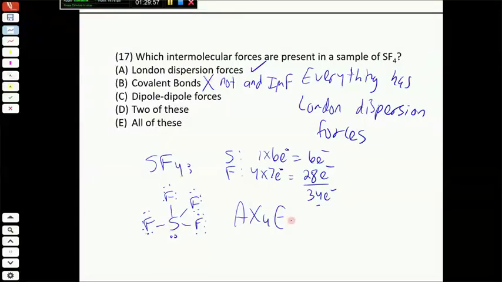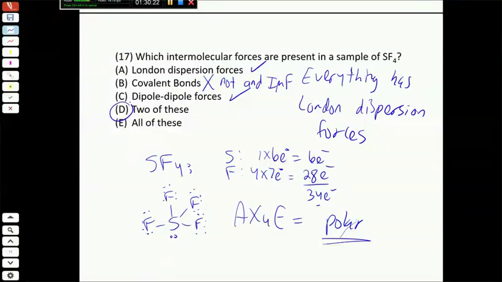Anything that has just one lone pair is going to be polar. It doesn't matter whether it's AX2E, AX3E, AX4E, AX5E. Any of the ones that have one lone pair are polar. So because this is a polar molecule, it will have dipole-dipole forces. Any polar molecule experiences dipole-dipole forces. So we're going to choose that as also a correct answer, meaning that choice D, 2 of these, is the one we would pick as being the types of intermolecular forces.